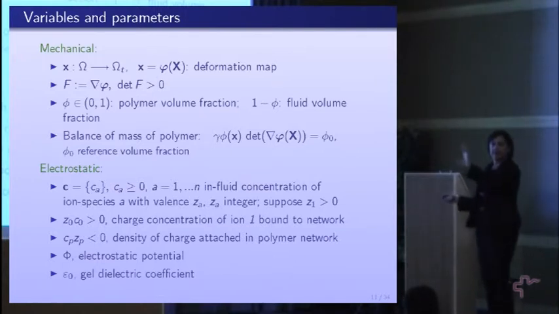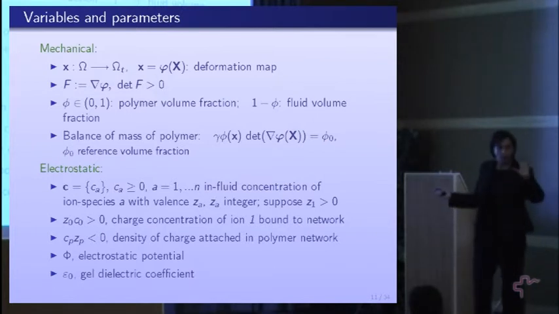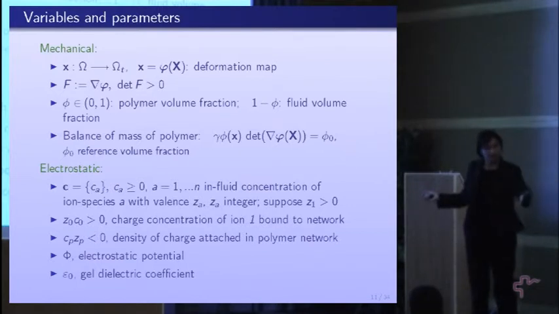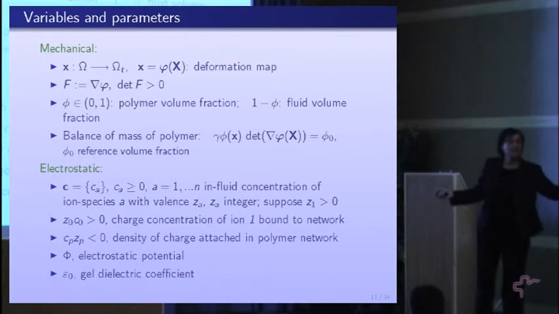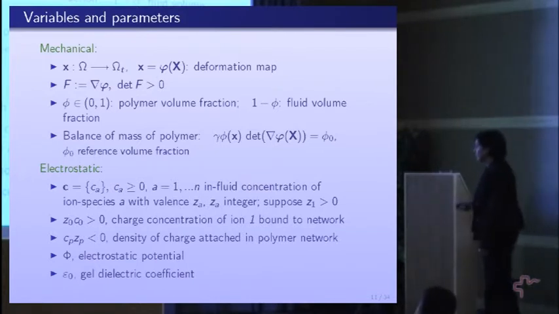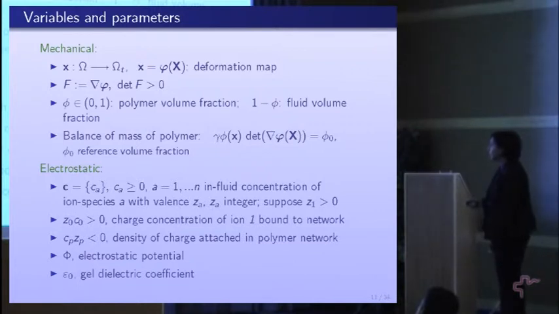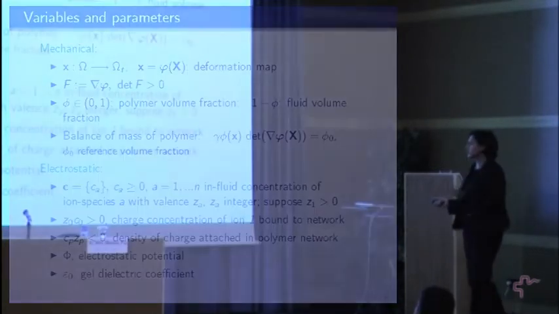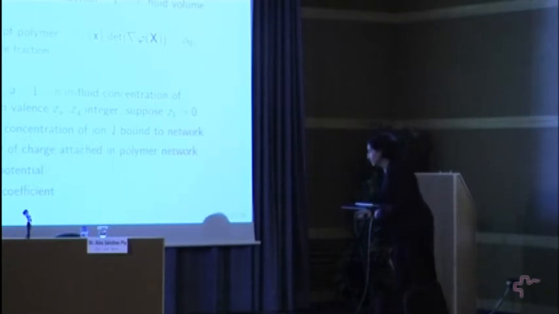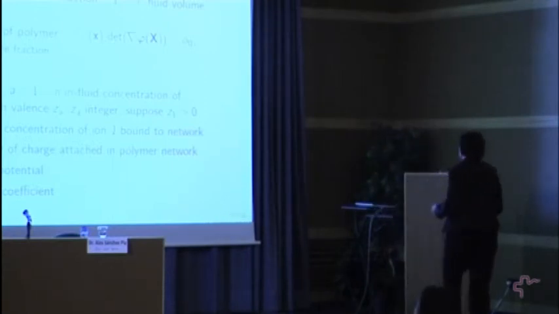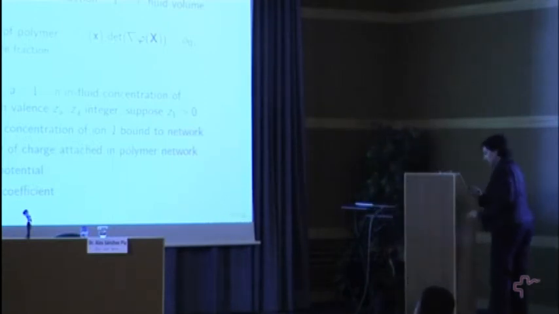So we distinguish between that type of ion that can react with the network, its concentration still as a free ion and its concentration as an ion that has already reacted. And then we have the charge of the network, so P is for polymer, and of course we have to take into account the electrostatic potential. All these ions create electric fields and potential, and then the dielectric coefficient of the gel. So that is this epsilon 0.